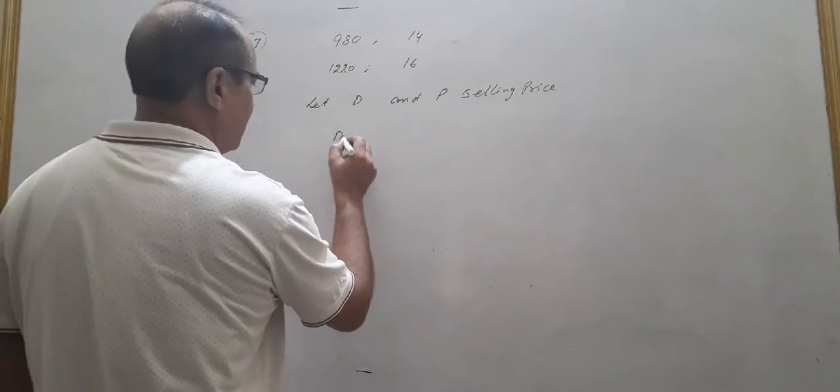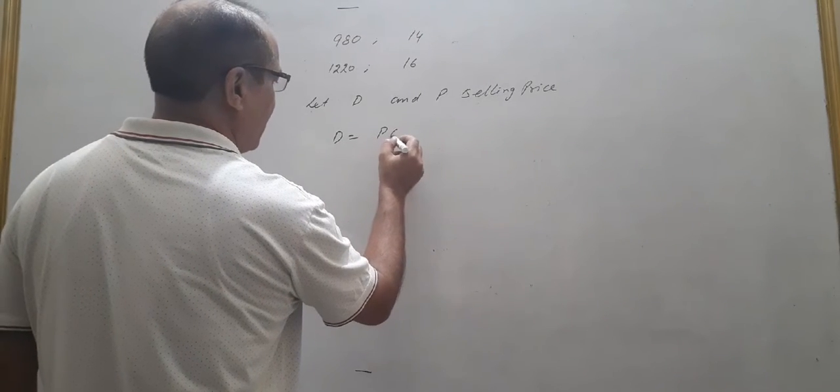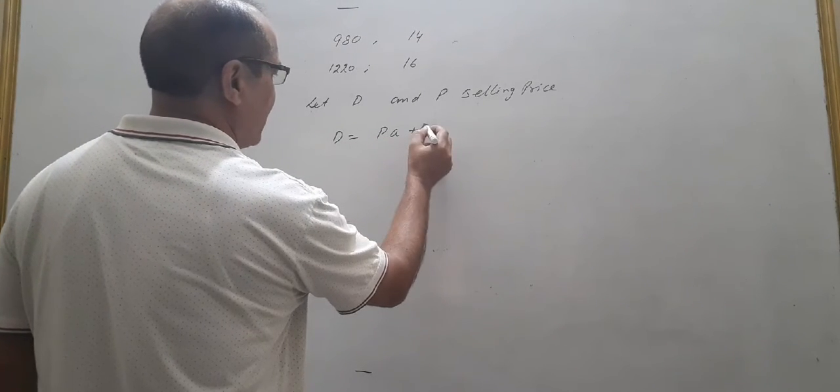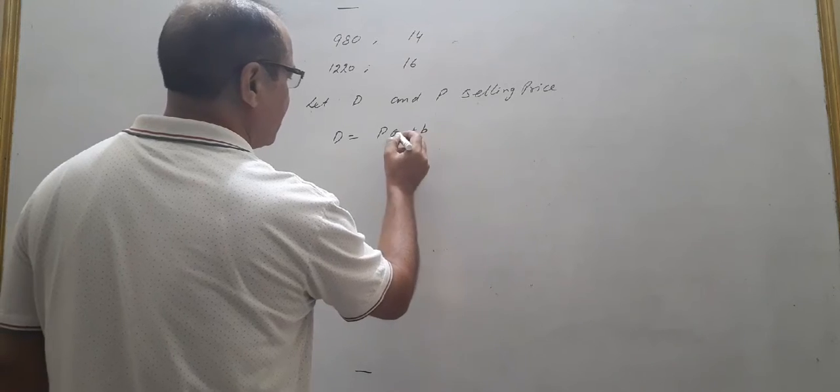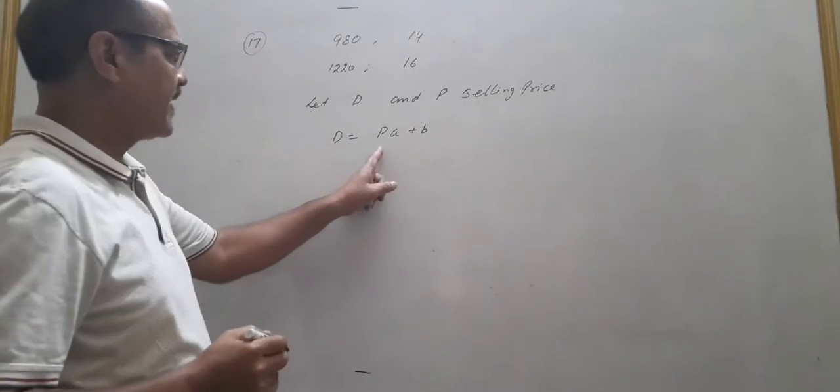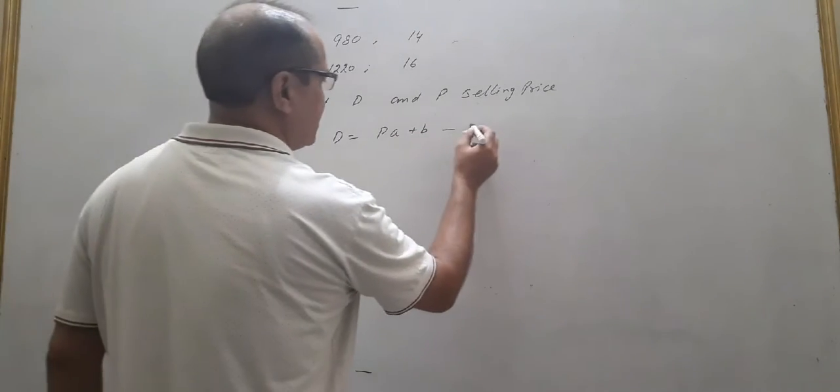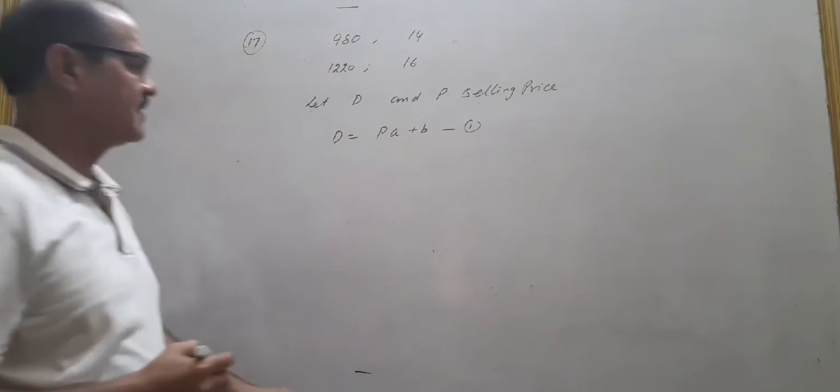So what does it say? Assuming the linear relationship between selling price and demand, how many liters could he sell weekly when the rate is 17 rupees? So you have to make a linear combination of price and demand. Demand D is equal to AP plus B, where A and B are constants and P is the price. So this is the linear combination in demand and price.